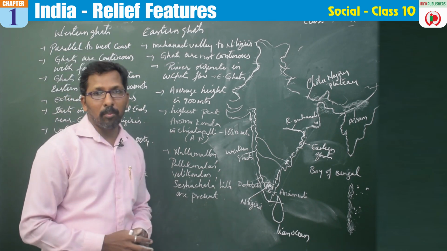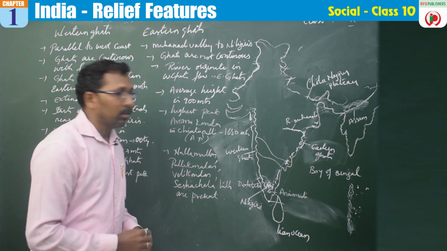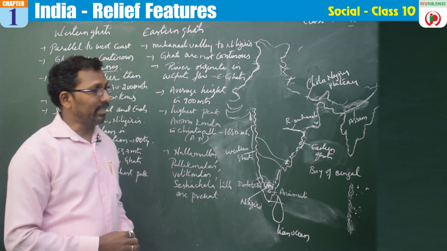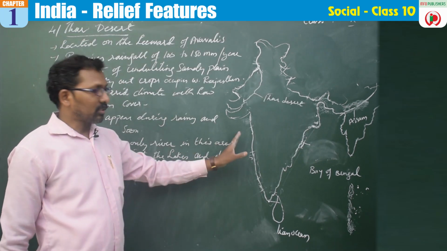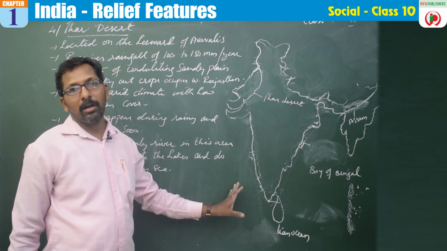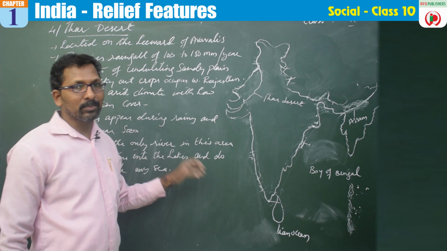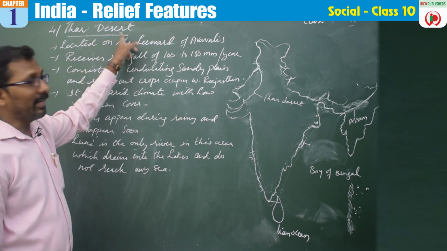Hope you have understood about the Peninsula Plateau in an elaborate way. If you have doubts, you can refer to your textbook for more details. So, we have discussed the Western Ghats and Eastern Ghats and their importance. Now, we'll go to the next relief feature of India, that is the Thar Desert.